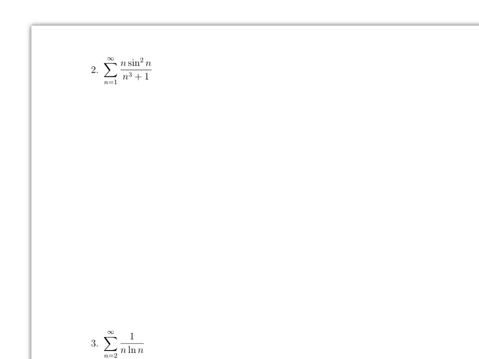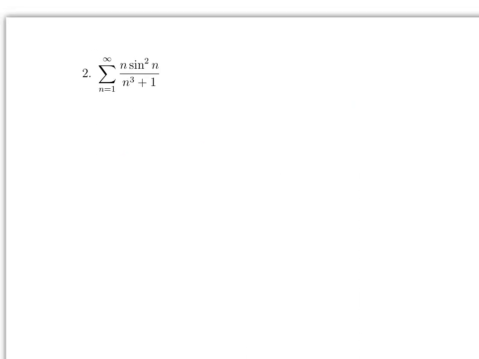All right, let's try another example. Again, this part right here is equal to a(n). Notice that n sine squared n over n cubed plus 1 is less than or equal to n over n cubed plus 1. Why is that true?